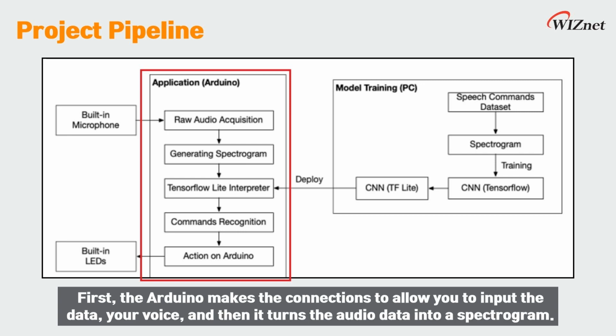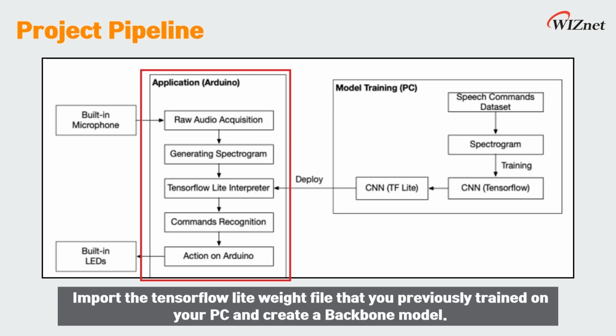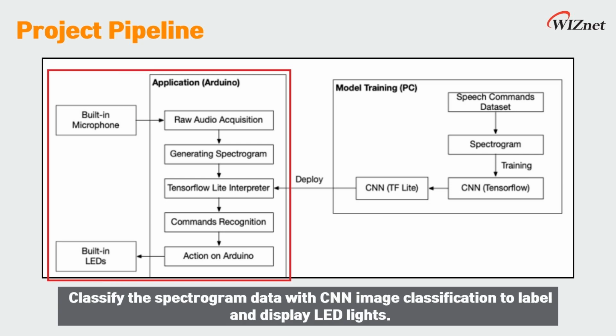First, the Arduino makes the connections to allow you to input the data, your voice, and then it turns the audio data into a spectrogram. Import the TensorFlow Lite weight file that you previously trained on your PC and create a backbone model. Classify the spectrogram data with CNN image classification to label and display LED lights.